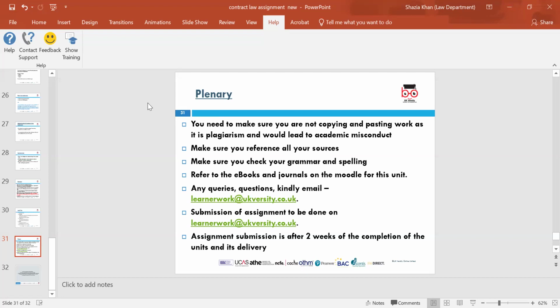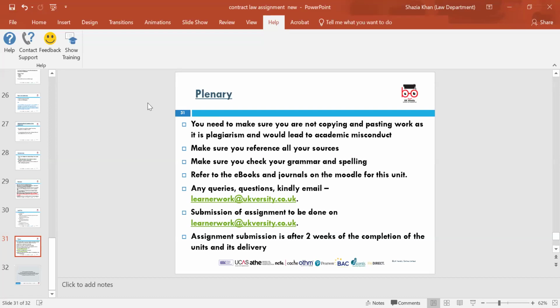If you have any questions or queries, kindly email learnerwork@ukvarsity.co.uk. Submission of the assignment must be done through learnerwork@ukvarsity.co.uk. The assignment submission is due 2 weeks after completion of the unit and its delivery. So now that the contract law unit has been completed, you have 2 weeks to complete and submit the assignment.